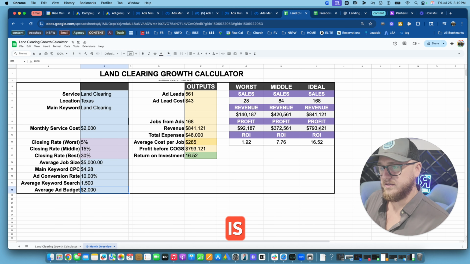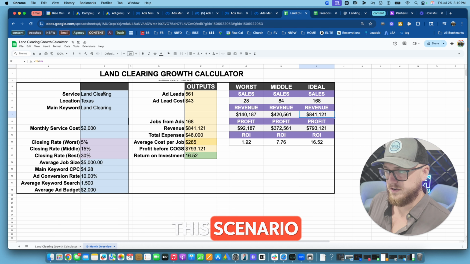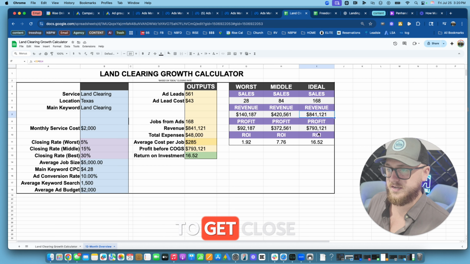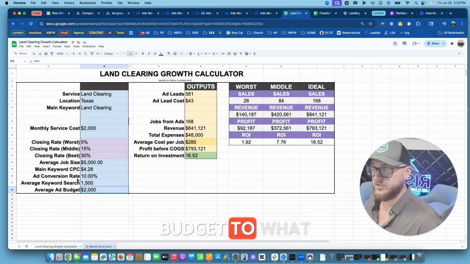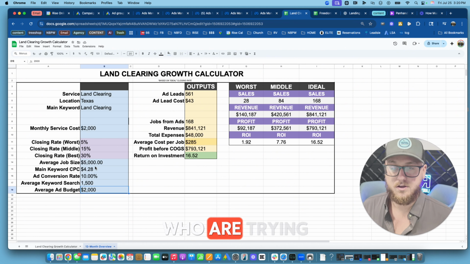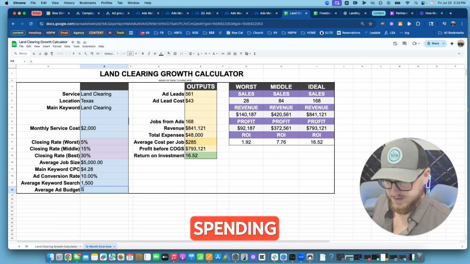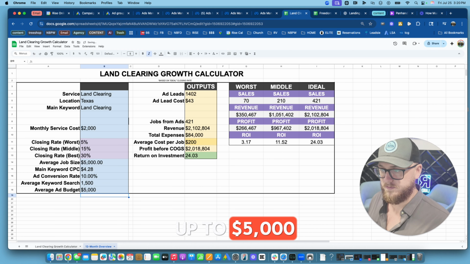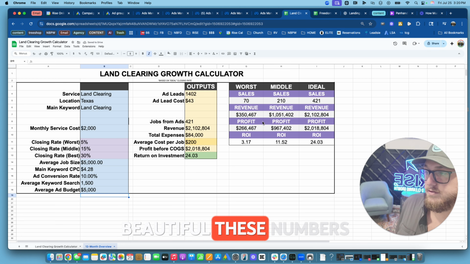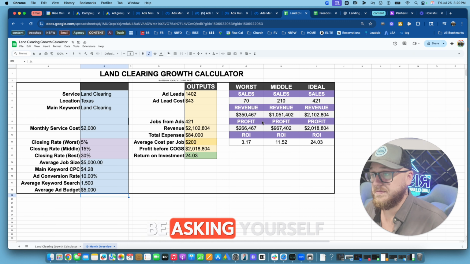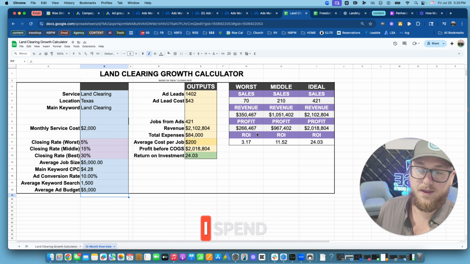But the cool thing is, in this scenario, you need to be closing 30% to get close to 7 figures. Versus if I change this ad budget to what most of our guys who are trying to scale are spending, let's jump it up to $5,000 a month. Look at how beautiful these numbers become now. This is where you should be asking yourself, how much can I spend?